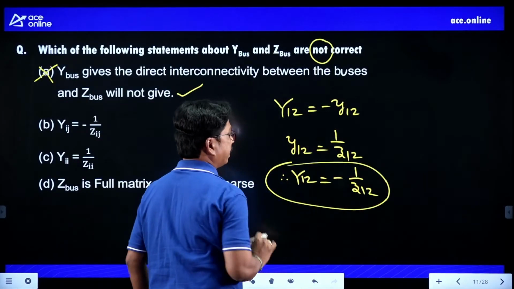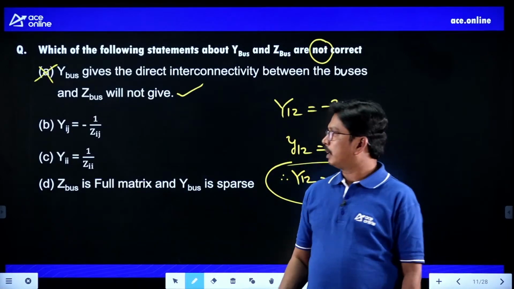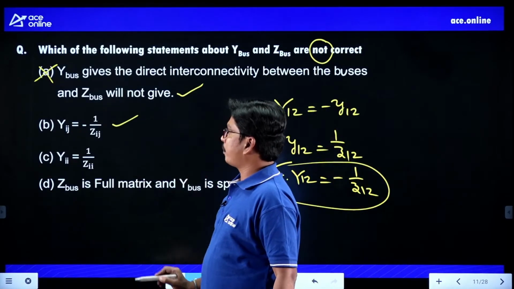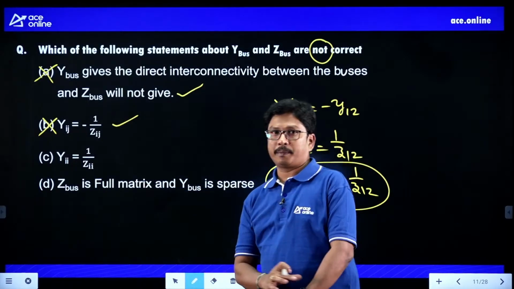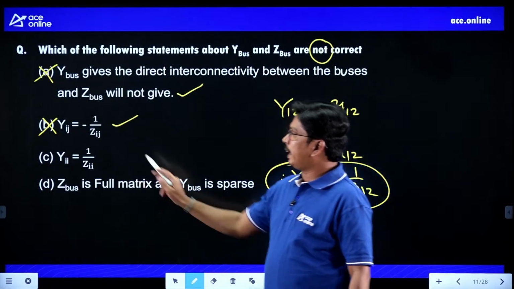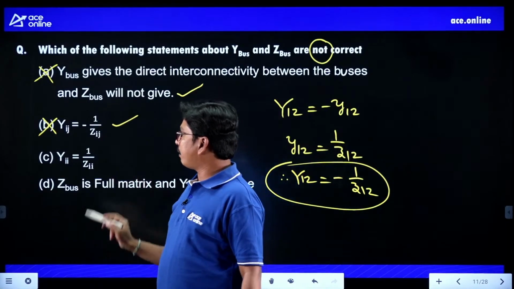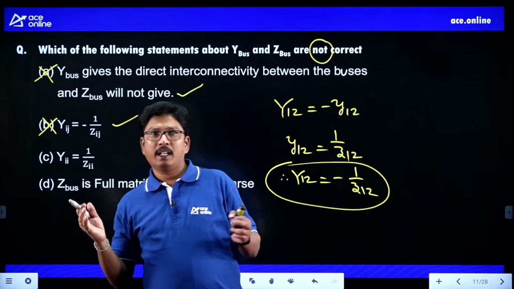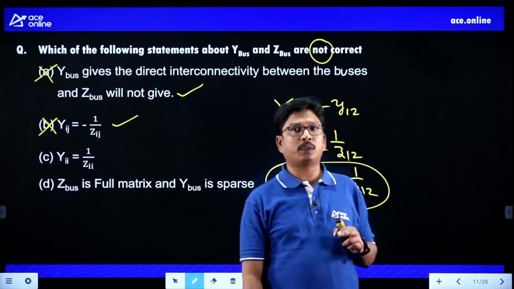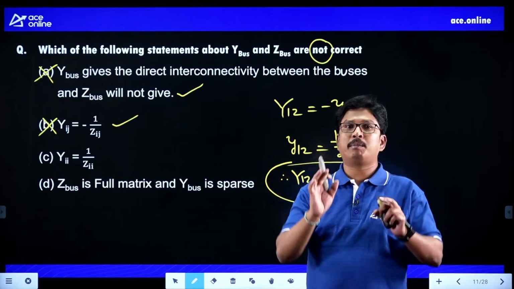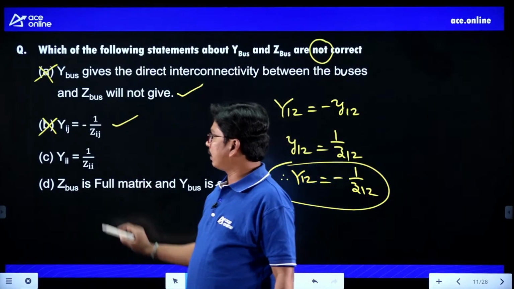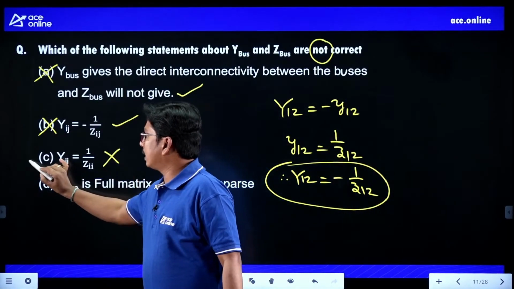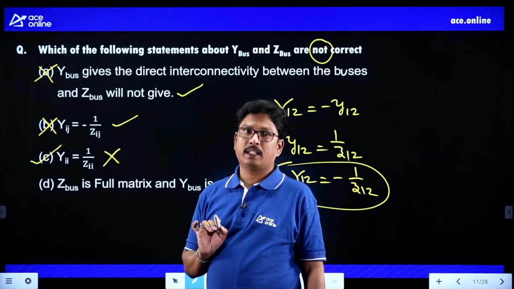Capital Y12 is the negative of 1 by Z12. This statement is also correct, and it is not the correct statement for the given question. And what about Yii? If you want to calculate Yii, what is Yii? Addition of all the admittances connected to that bus, and that will not be the inverse of that one. This statement is wrong, and it is the correct answer.